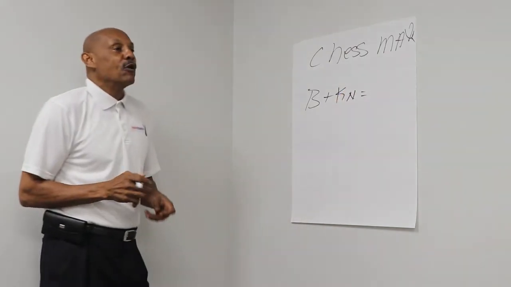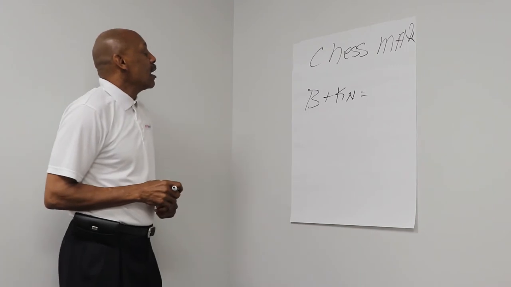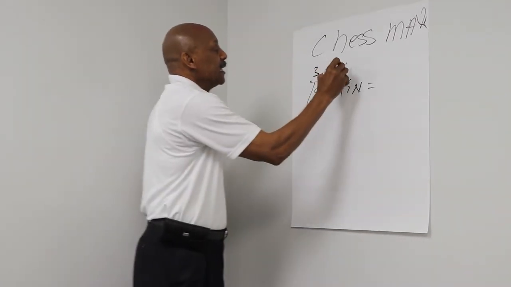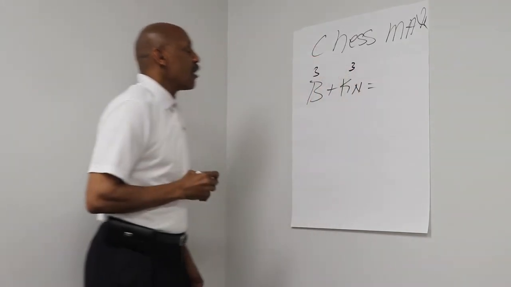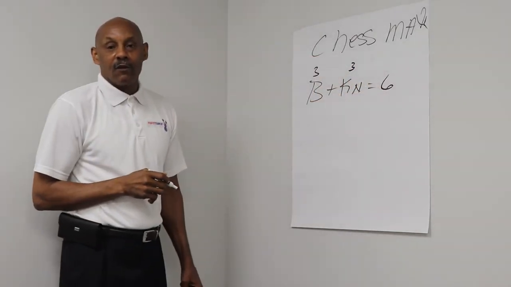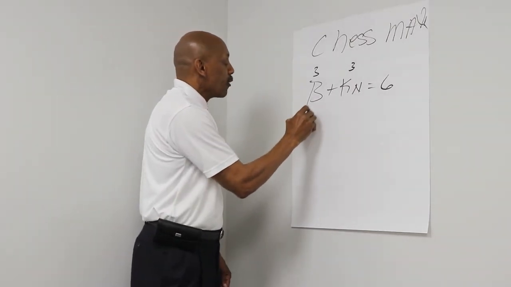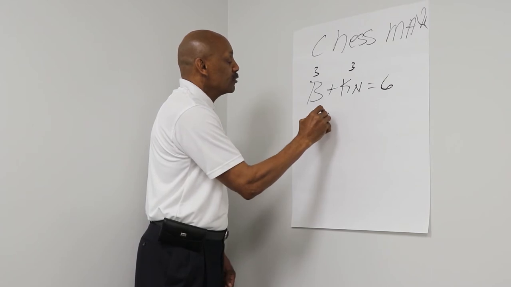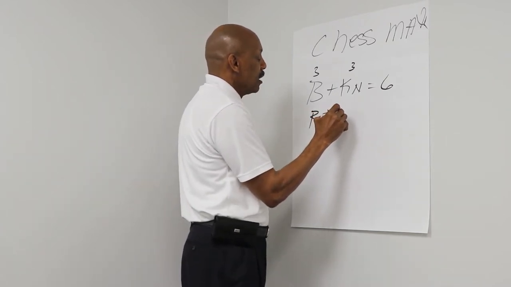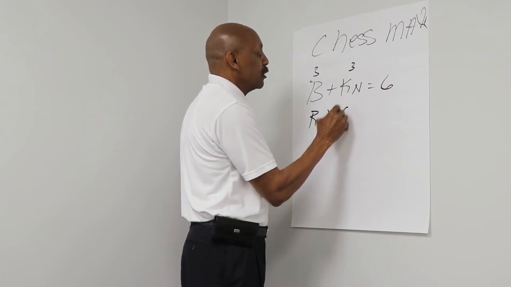equals. Now we're doing addition, okay? So the B equals what? 3, and the KN equals what? 3. So our answer would be what? 6. Very simple. Okay? Or we can go R, and we're going to use a multiplication sign now. We're going to use R times Q.